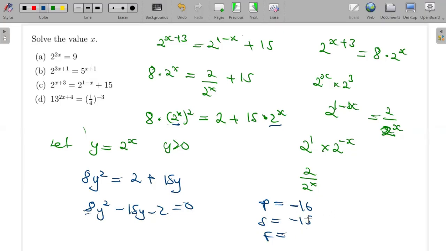So what are those two values that I'm going to get? You have negative 16 and 1. When you add these, you're going to get negative 15. When you multiply, you get negative 16. So I can replace here in the equation. So I have 8y squared, negative 16y, plus y minus 2 equal to 0.